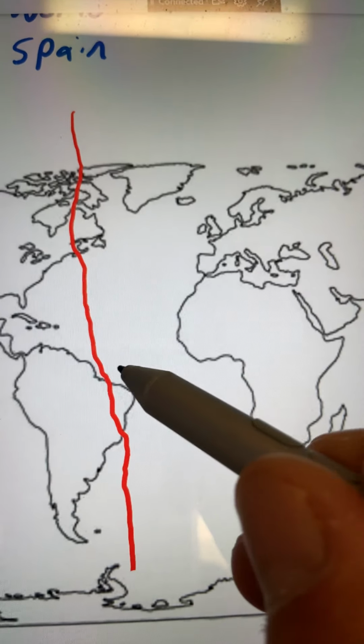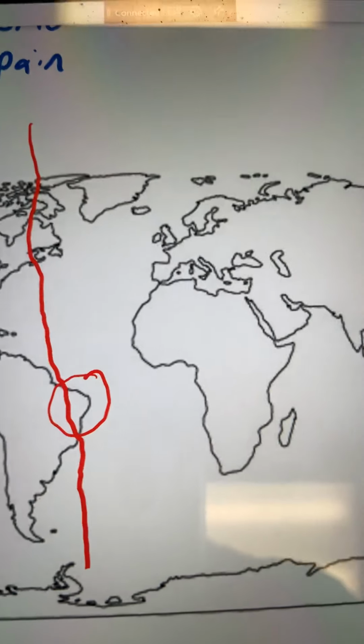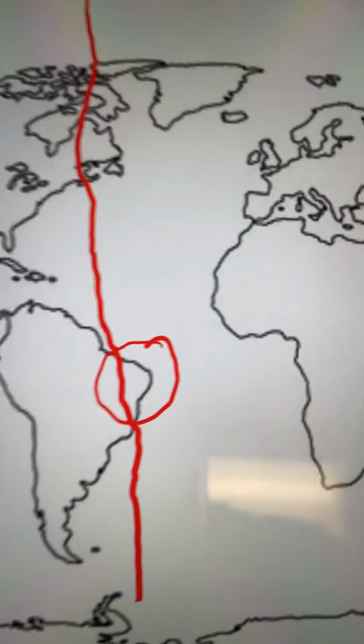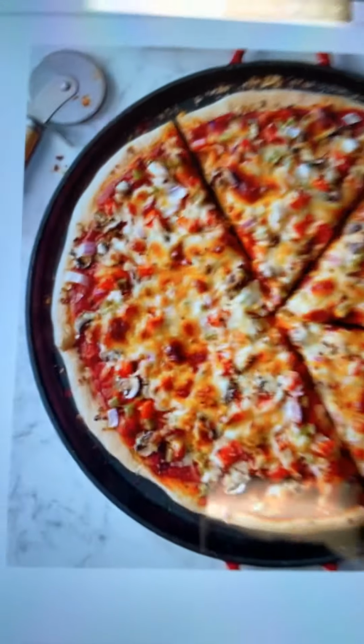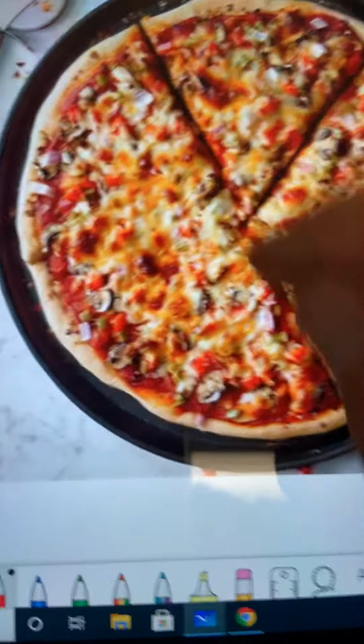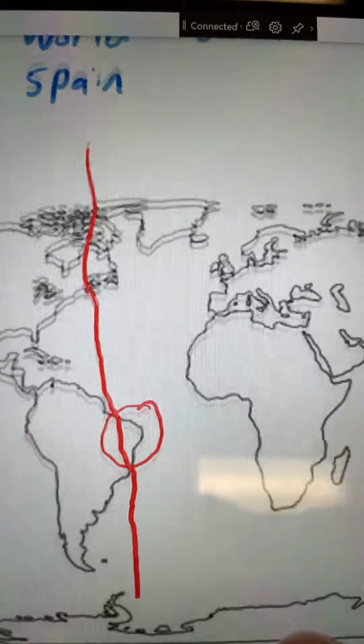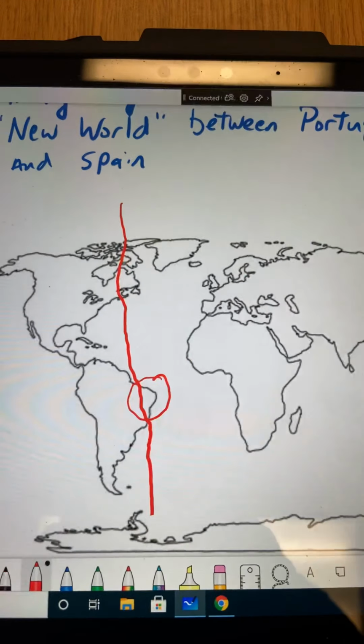Well, look, you see a little place right there. That's not very much of the pizza for Portugal, is it? Look, that's that little tiny piece of pizza right here. But Spain gets all the rest of it. The line of demarcation wasn't very fair. And that's what happened with Portugal. They did what all teenagers do when you think that something's not fair. You stomp your foot like this and go, that's not fair.